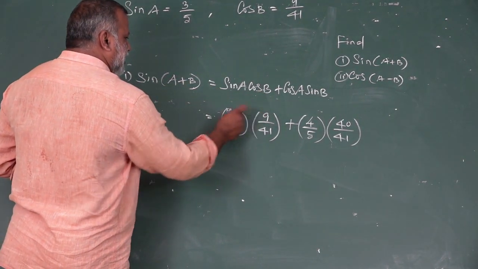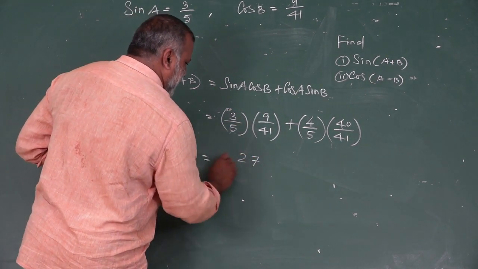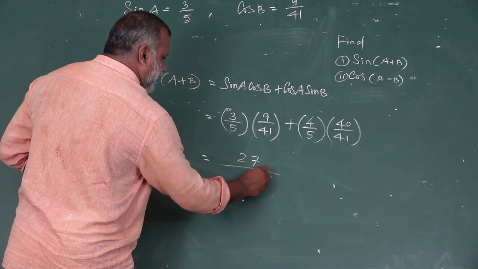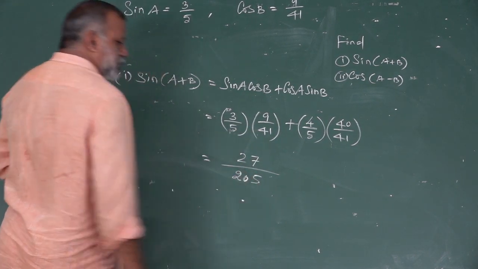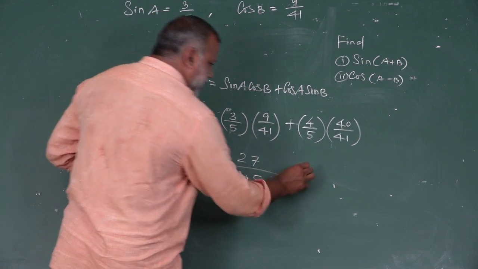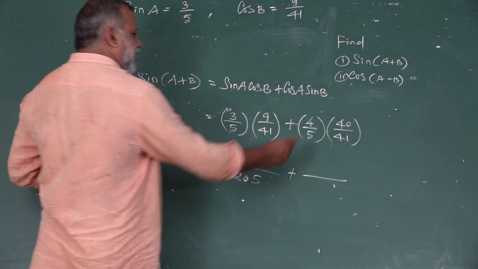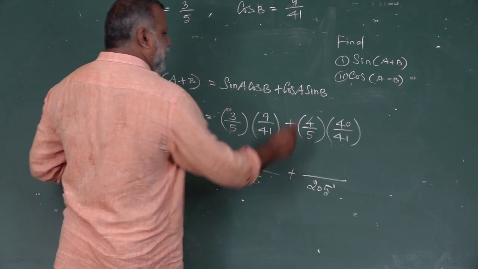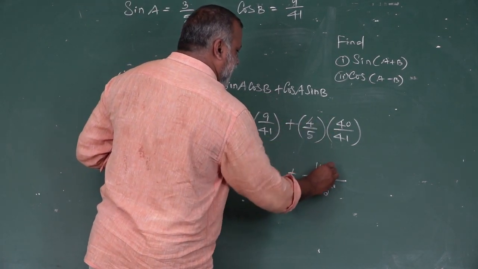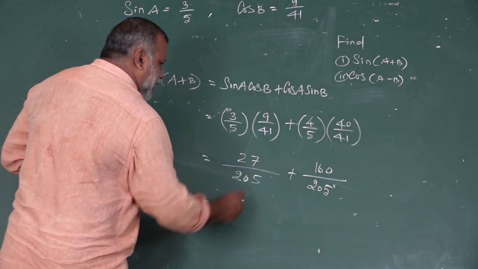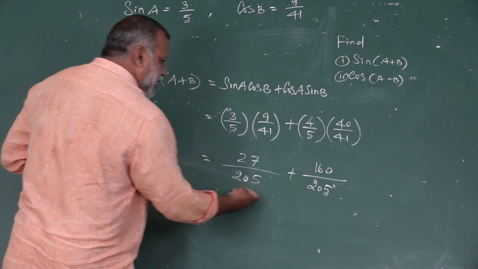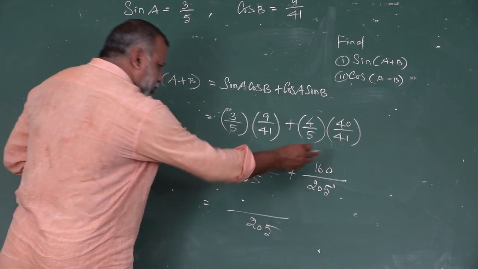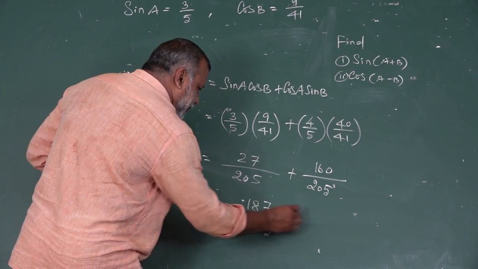Now the result. 9 threes are 27 divided by 41 multiplied by 5. 5 fours are 20. So 5 into 41 we get 205, plus here also the denominator 205. In the numerator, 4 times 40 we get 160. Then adding these two values, 160 and 27, the denominator is common, therefore we get 205 as the denominator, and the numerator adds to 187.